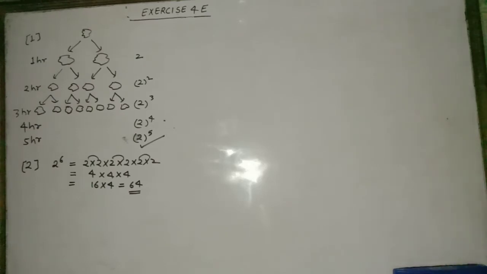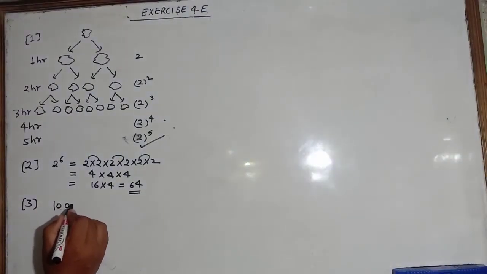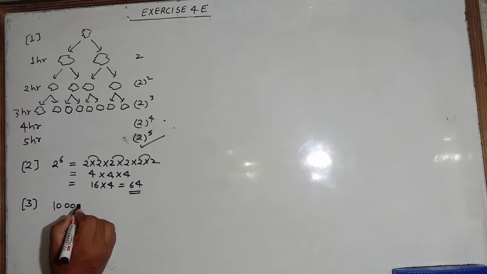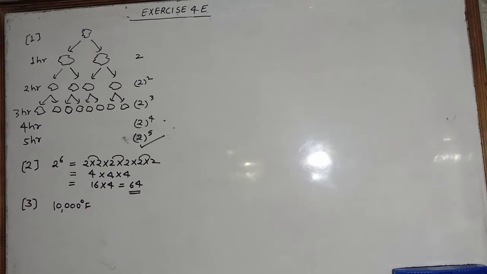Same way, question number three is: the sun is the center of our solar system. The sun is the star closest to our planet. The surface temperature of the sun is closest to 10,000 degrees Fahrenheit. Write 10,000 using an exponent. The temperature is 10,000 degrees Fahrenheit. You have to write it in scientific notation or using an exponent.